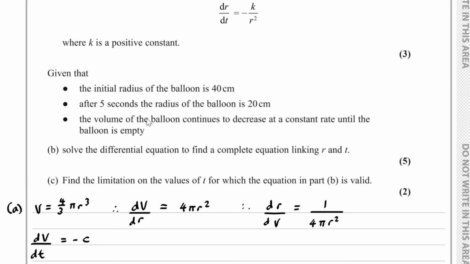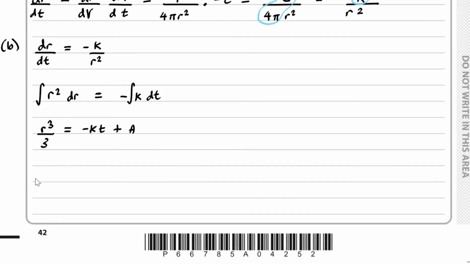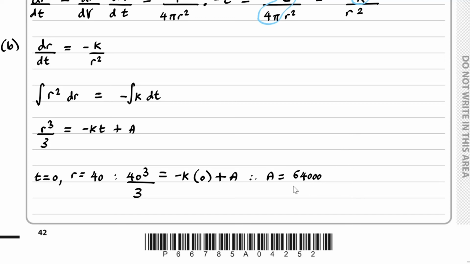And we already know from the question the initial radius of the balloon is 40 centimeters. So that tells us that when t is equal to 0, r is equal to 40. So substituting this into here, we have 40 cubed divided by 3 equal to minus k lots of 0 plus a. So therefore we can hopefully see a is equal to 64,000 over 3.